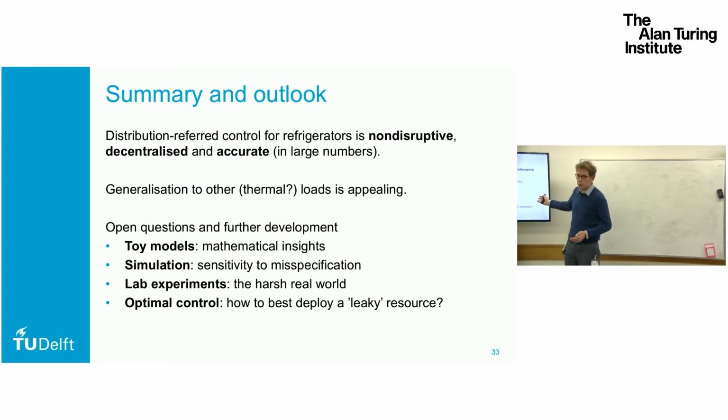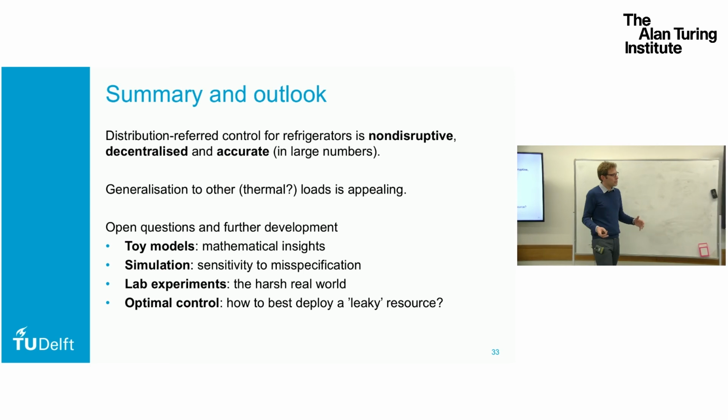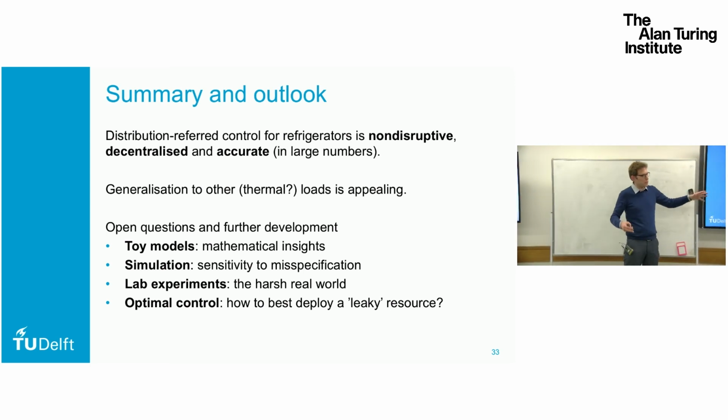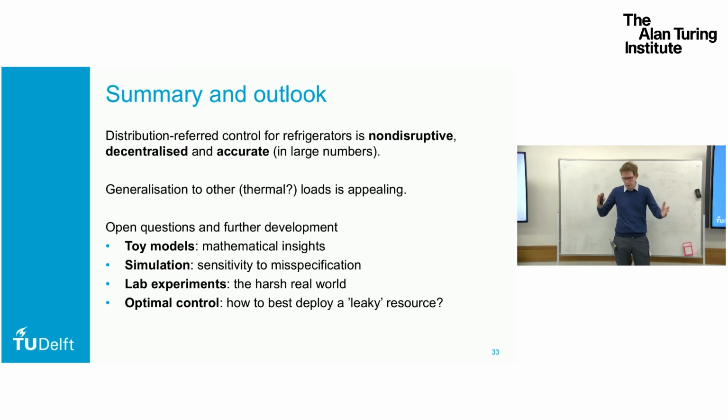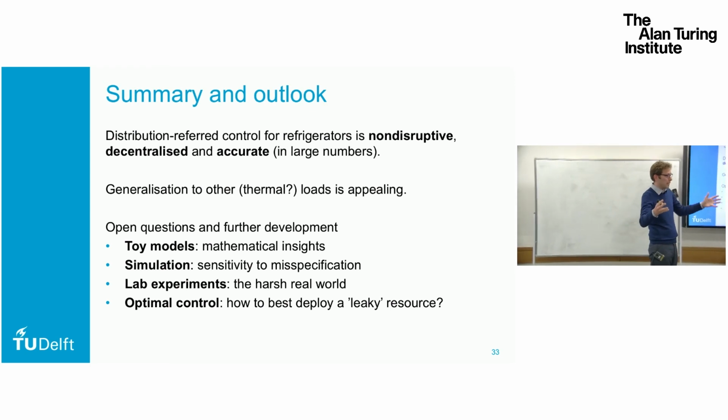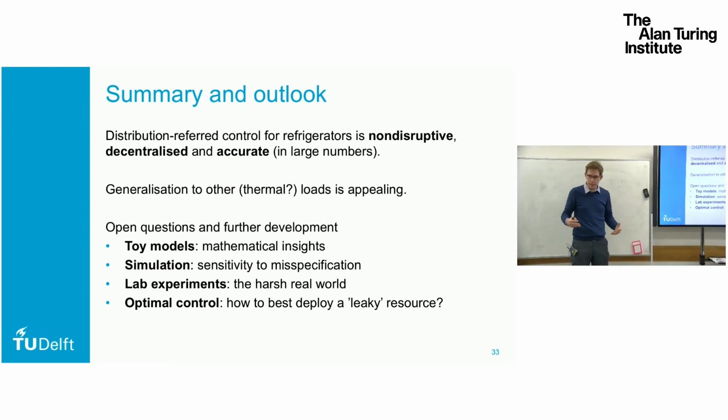And finally, we're looking at optimal control, right? So if you put a lot of these devices together, I haven't talked much about that, you get something like a leaky battery unit. There's various models for this going around. But once you have a leaky battery unit, how do you actually control it in aggregate?